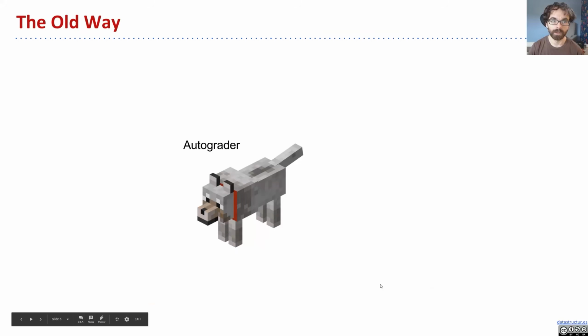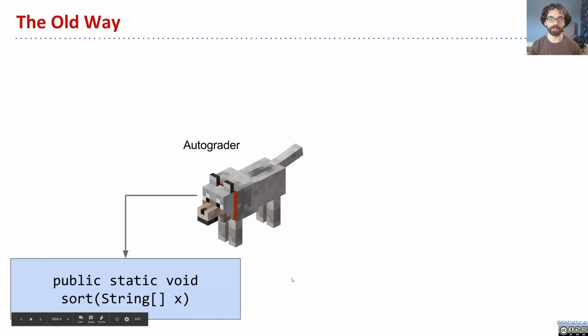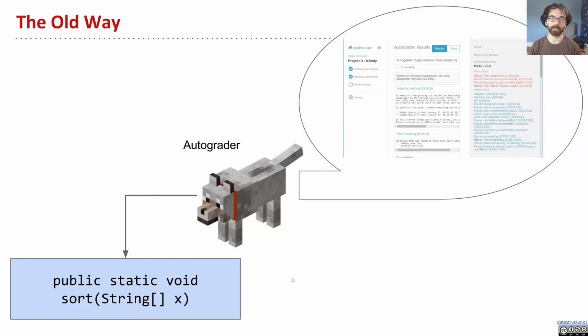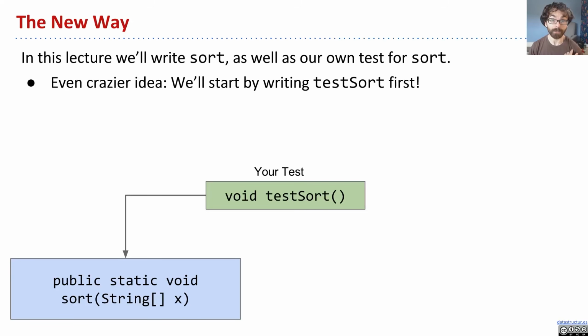of the. So the old way, to reiterate, we had an autograder already built. You would write your sort method, the autograder would inspect it, and then output some stuff on gradescope.com. That would be about your algorithm and how well it worked. But today, what we're going to do, the new way, is going to be to write testSort ourselves in addition to sort. And as we'll do in a moment, even crazier, we're going to write testSort first before we've even thought about how to even go about sorting.